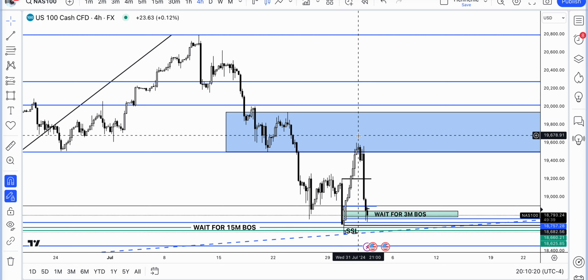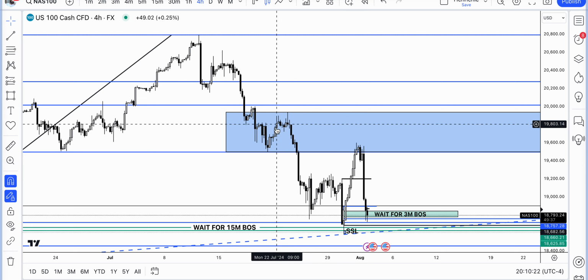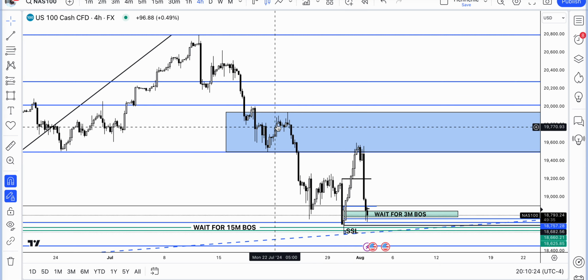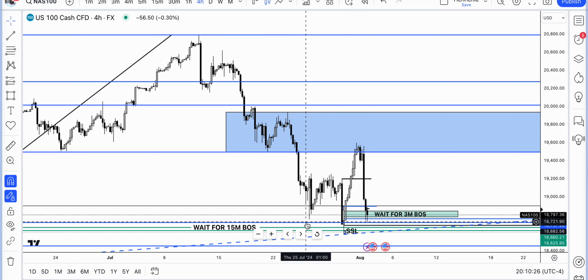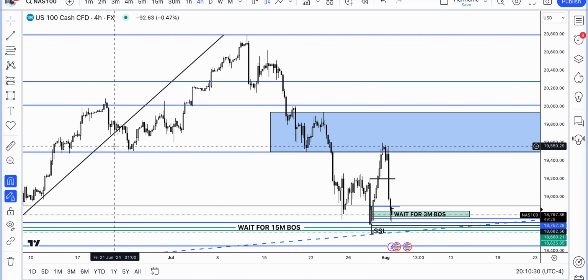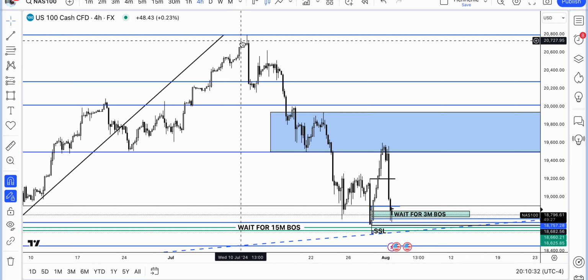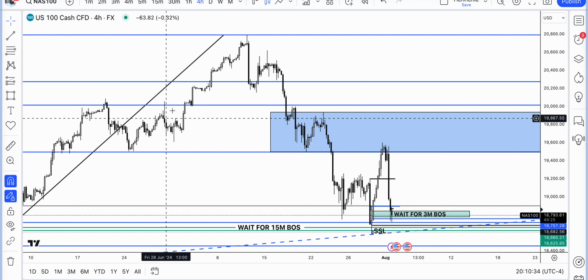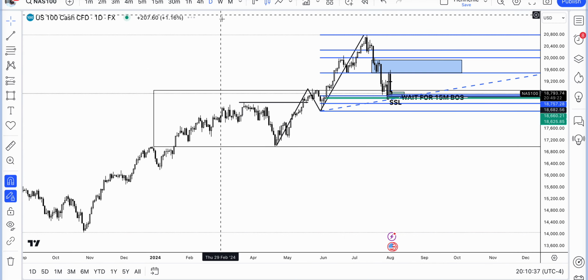But what did we mitigate after breaking above this high? We mitigated this key level, which was the last impulse move before a drop to break a significant structure. This is a significant swing low on the 4-hour time frame, a significant daily low as well.